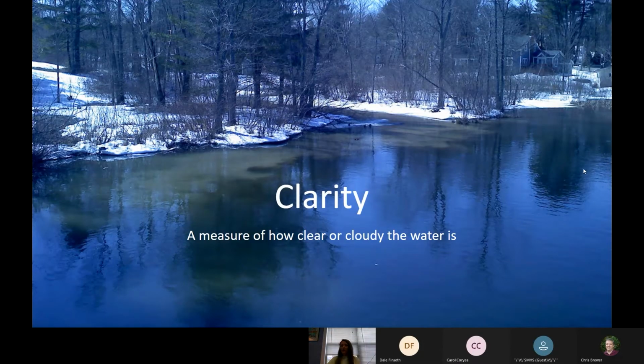All right, so the next one that we'll look at is clarity. And so clarity is measuring how clear or cloudy the water is. Another word that we might use for this measurement is called turbidity. So we might measure how turbid the water is.